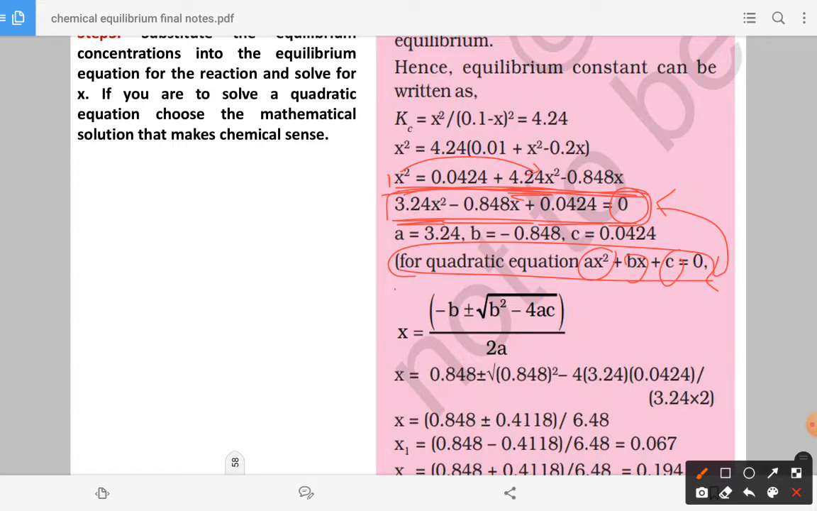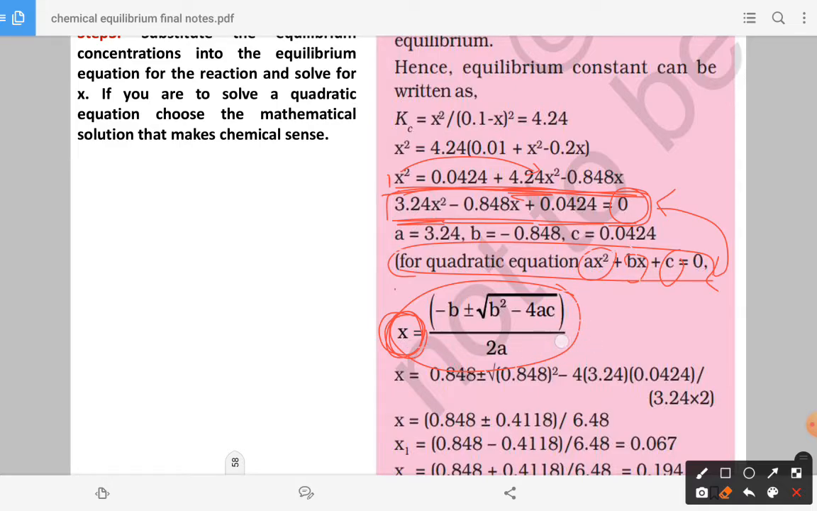Now how do you solve the quadratic equation? By using this formula: x equals minus b plus or minus the square root of b square minus 4ac, divided by 2a. In this, the a value we have is 3.24, the b value is minus 0.84, and the c value is 0.0424. Now substitute all the values in this equation.